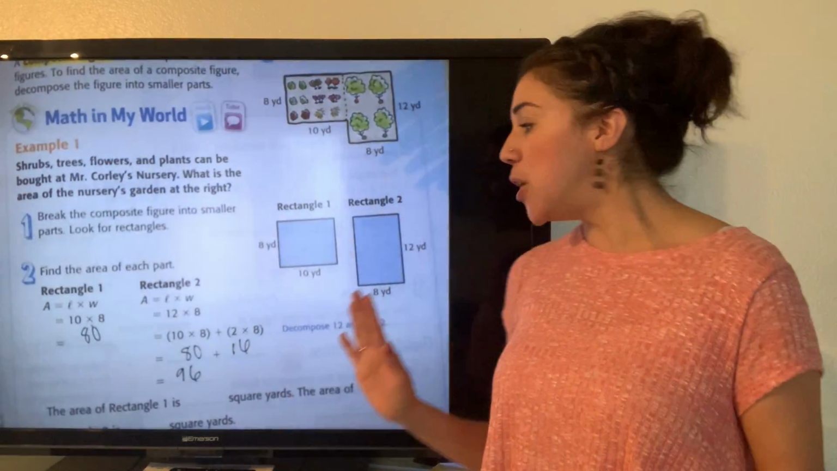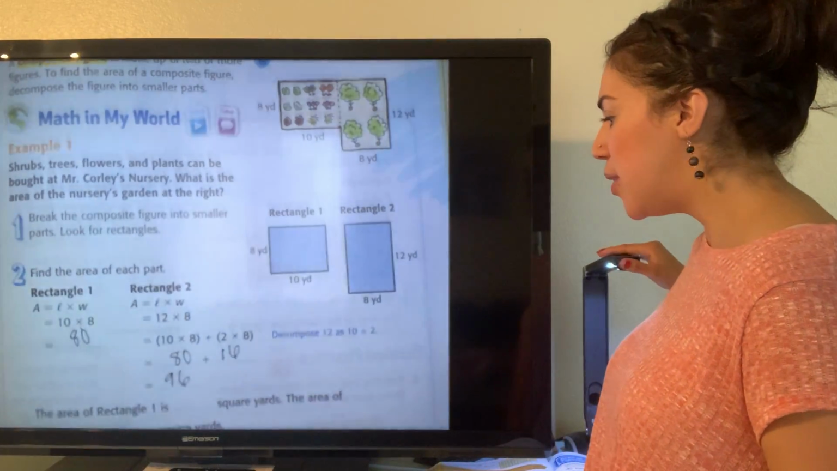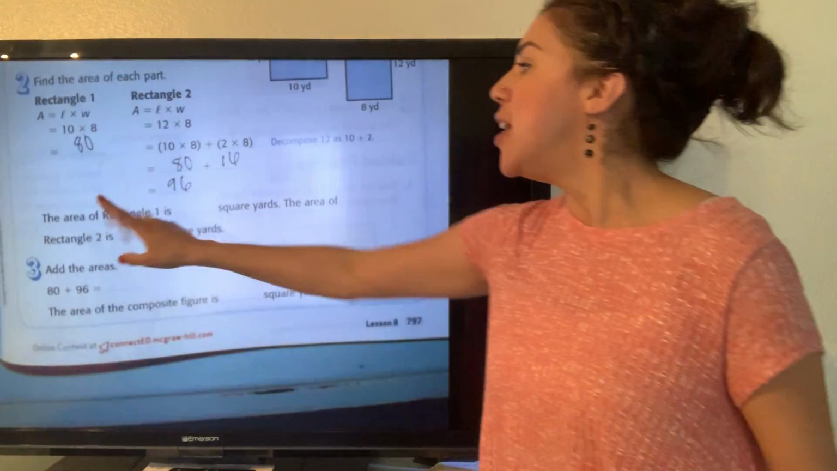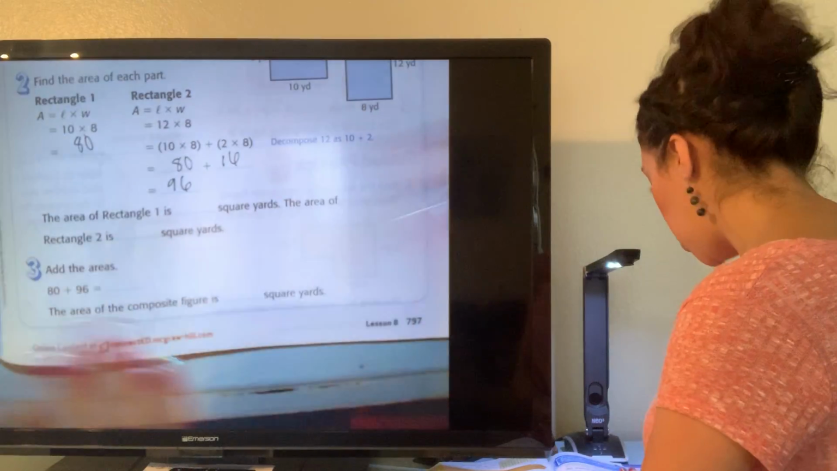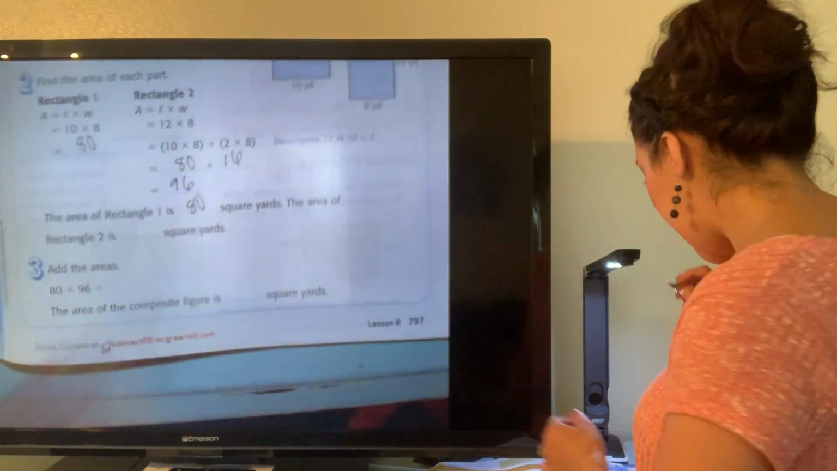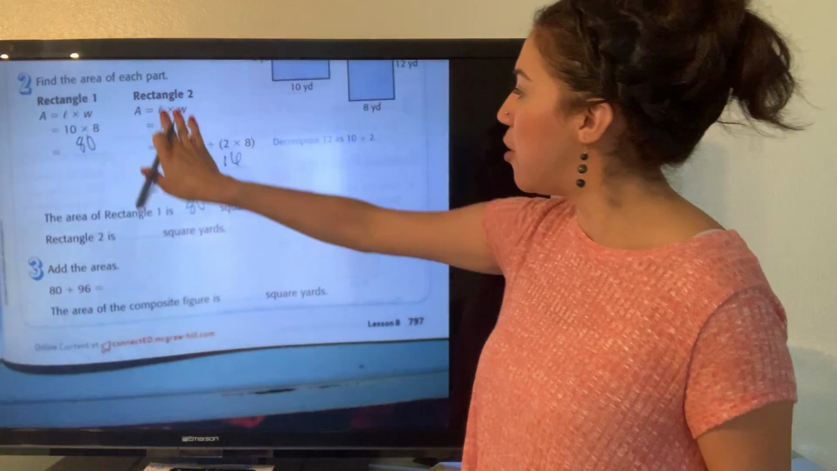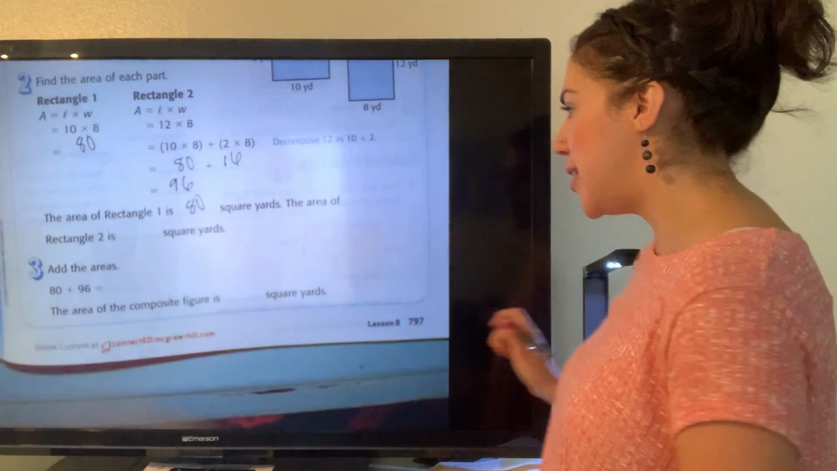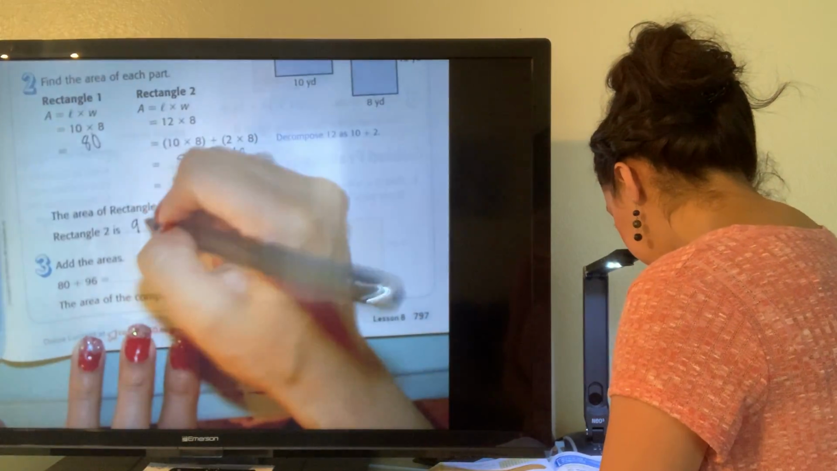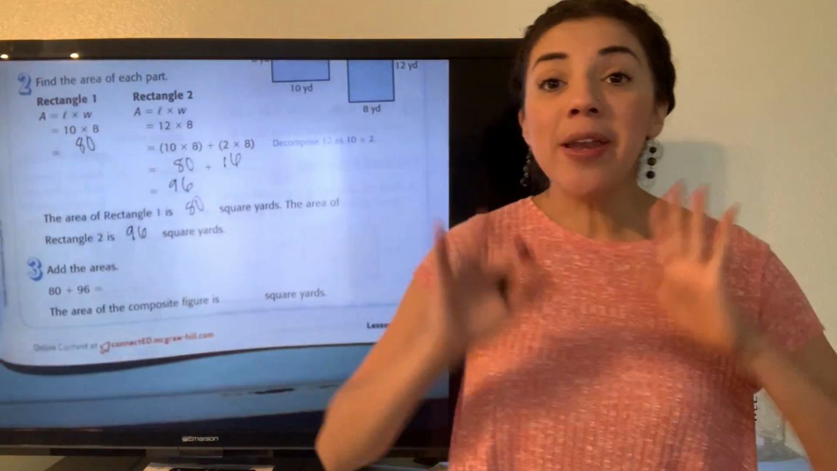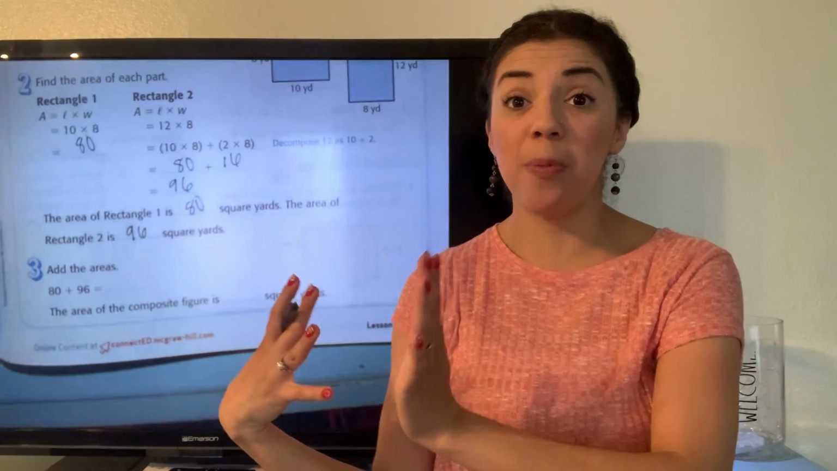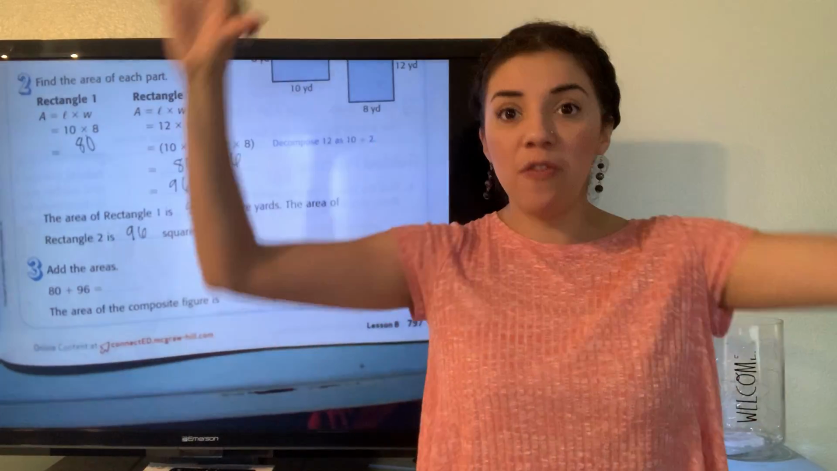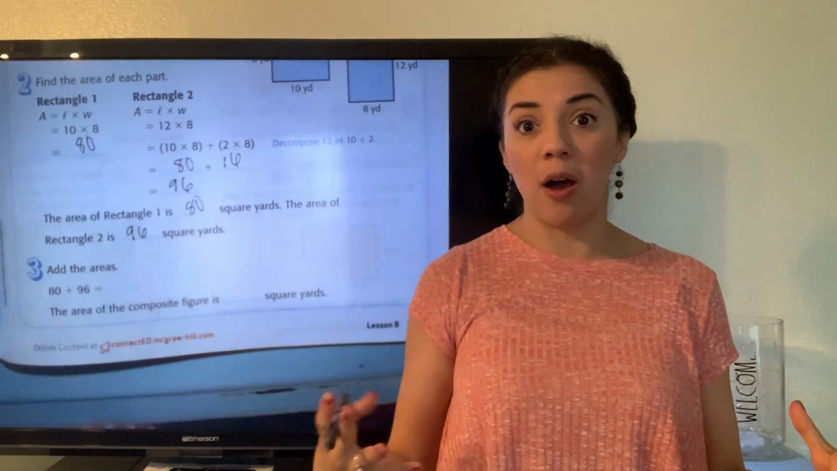Okay, so now, oh wait, hold on, they're not there yet. So the area of rectangle 1 is 80 square yards. And the area of rectangle 2 is 96 square yards. And so now we have the area of one rectangle and the area of both rectangles, but the area of the whole figure is what we want to know, right?